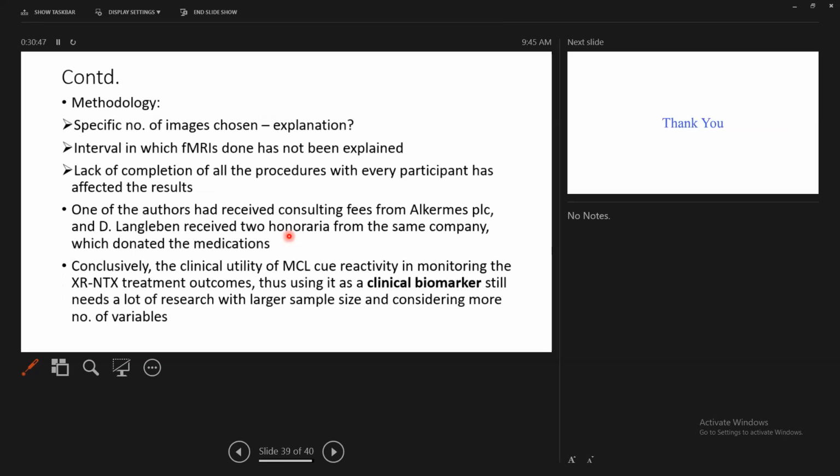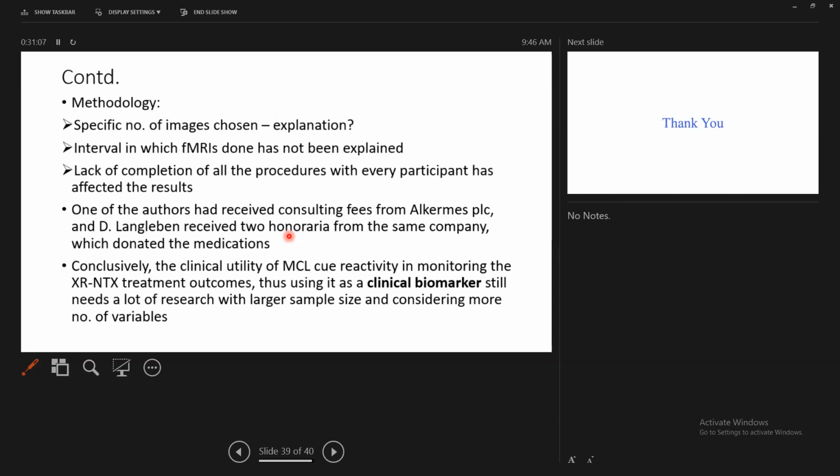Methodology: the specific number of images chosen, I could not find the explanation. Again, I could not find the explanation in the supplementary data. Maybe in the IAPS, the International Affective Picture System, there is some methodology, but still they have not mentioned it. The interval in which the fMRIs were done is also not explained or substantiated. Lack of completion of all the procedures for every participant has affected the results.